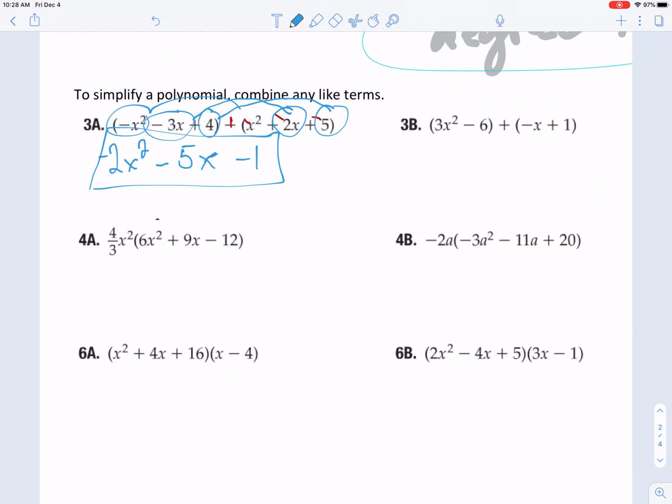The next one's the same. I'm not going to worry about doing it. Here, it's just the nice distributive property. You know how to do that. I'm not going to worry about it. And then this next one is just big fancy FOIL property or distributive property there. So that's how you multiply, simplify, add polynomials.